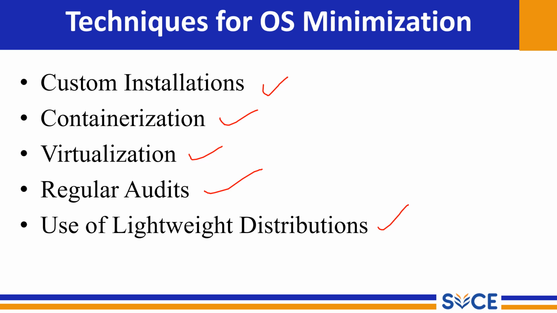Virtualization: we have to deploy the virtual machine with only the required resources and services, which can help in creating a more controlled and secure environment. Regular audit means conducting regular audits of the system to identify and remove unnecessary files and applications on the servers that may have been added over time. And use of lightweight distribution: we have to consider using a lightweight OS distribution designed for minimal resource usage and reduced attack surface. An essential element of system hardening is locking down configuration, balancing functionality and security, vulnerability management, and then change control.